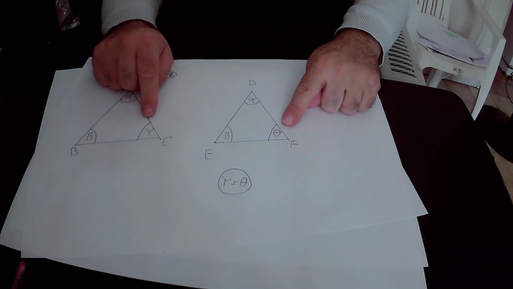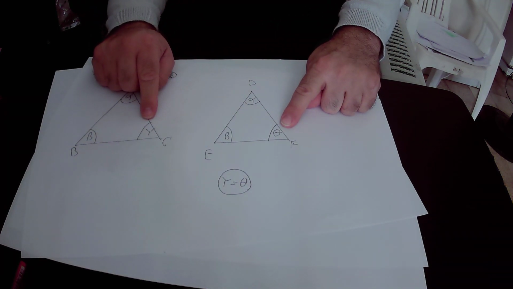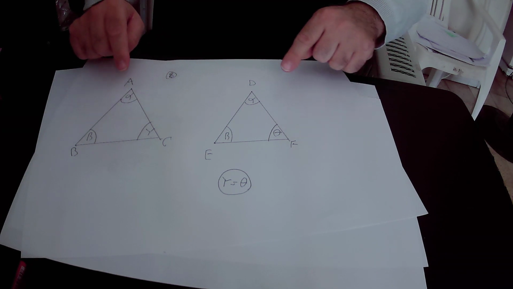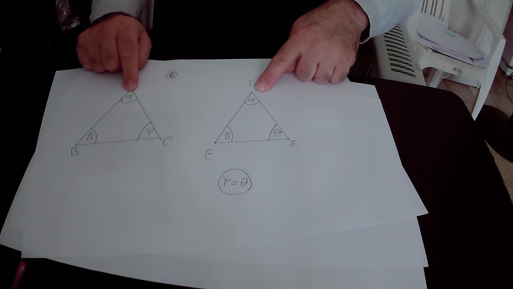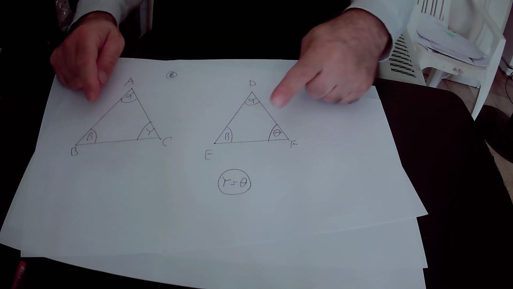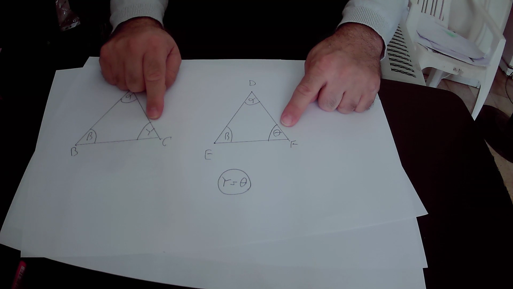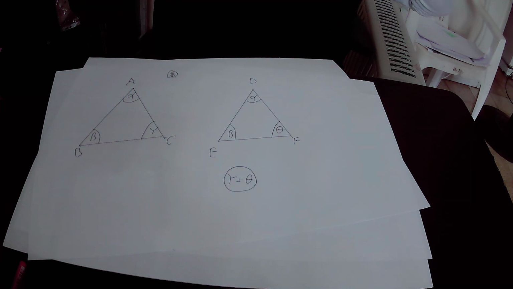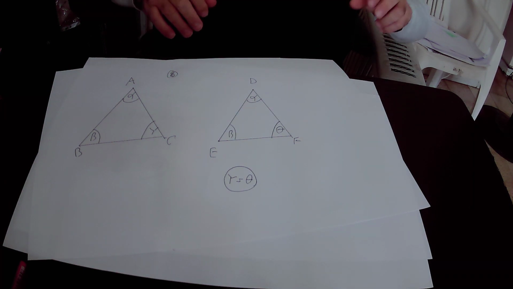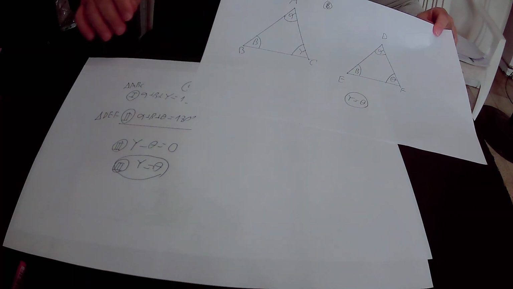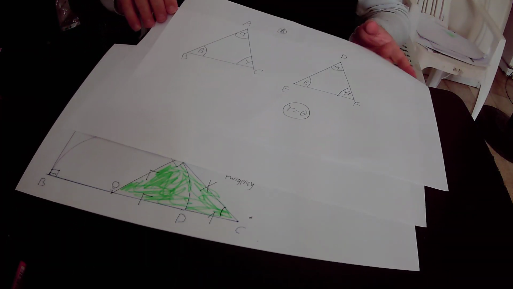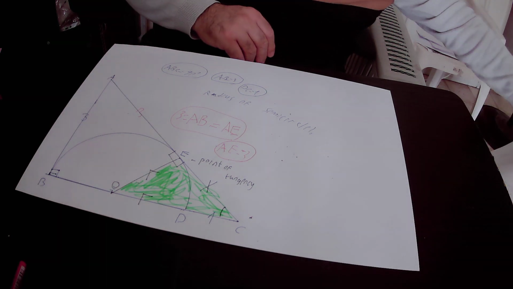Gamma equals theta, that is to say the third pair of angles is also congruent. If we have two pairs of angles that are equal, then the third pair of angles must also be congruent. That is to say gamma equals theta. So we actually proved that the third angle theorem is true. Okay? And then we return to our triangles, to our drawing.